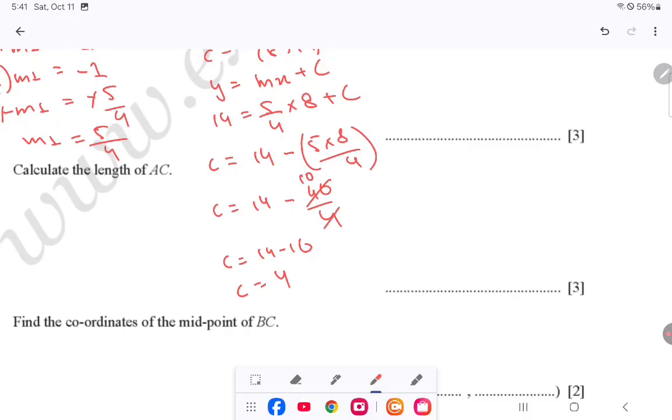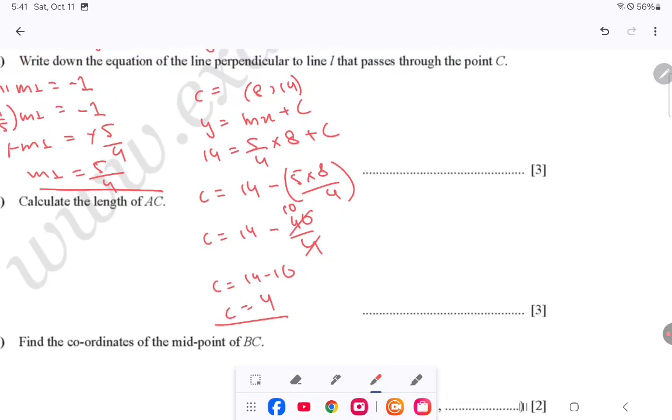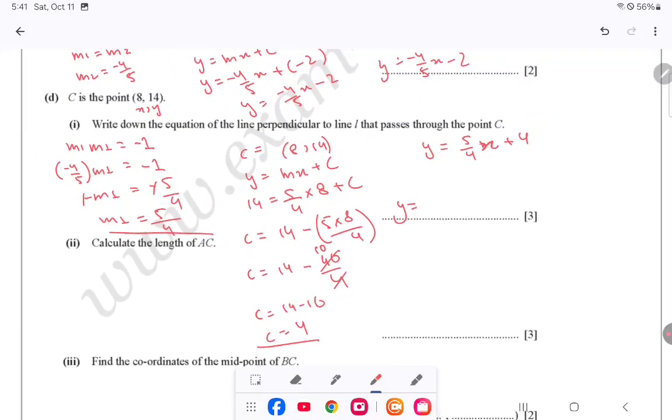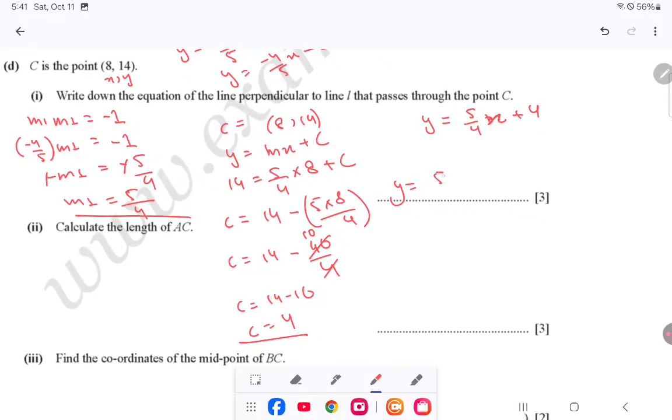We have the value of the slope and we have the value of c. Just put them in the line equation y equals mx plus c. This is the equation of the line perpendicular to the line passing through the point C.